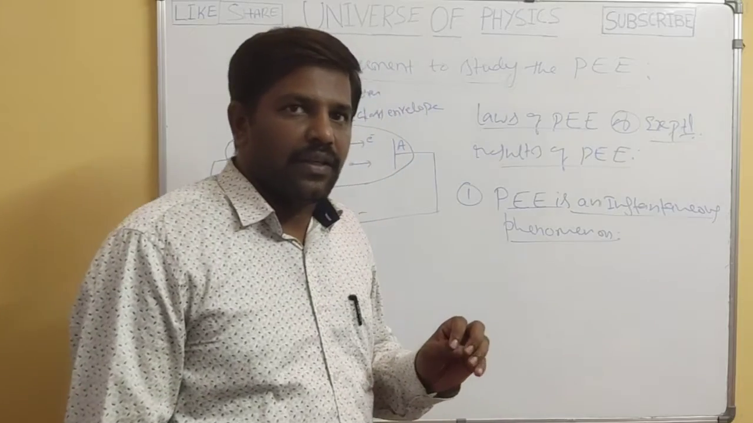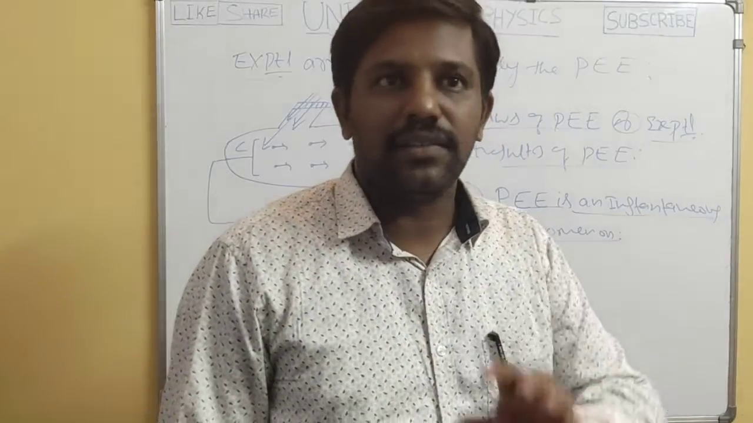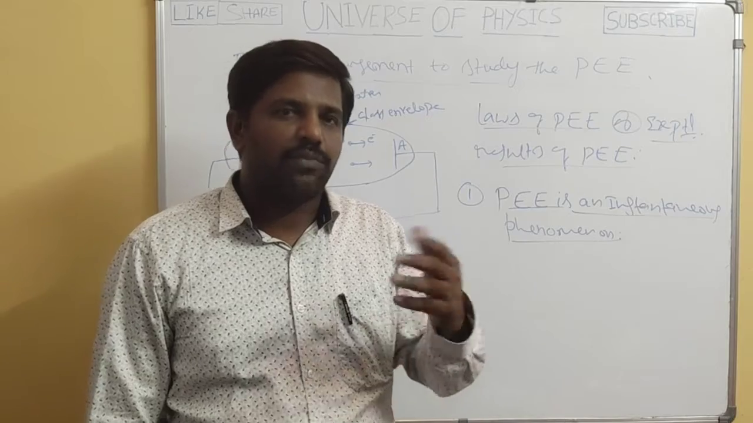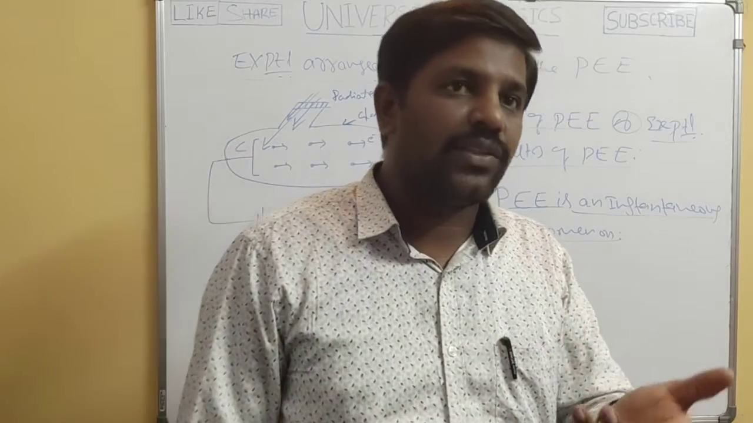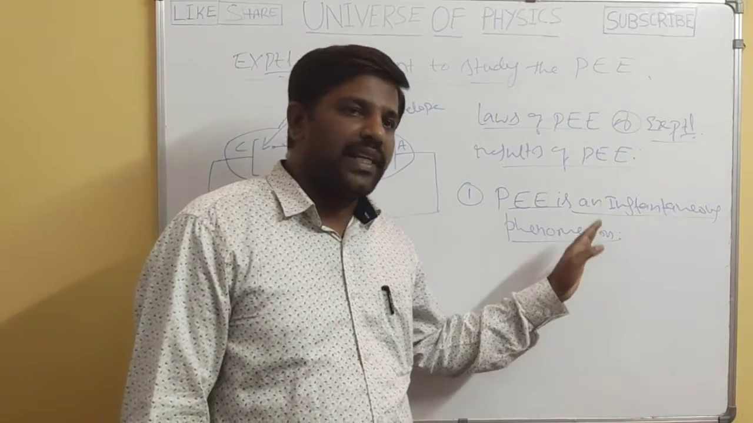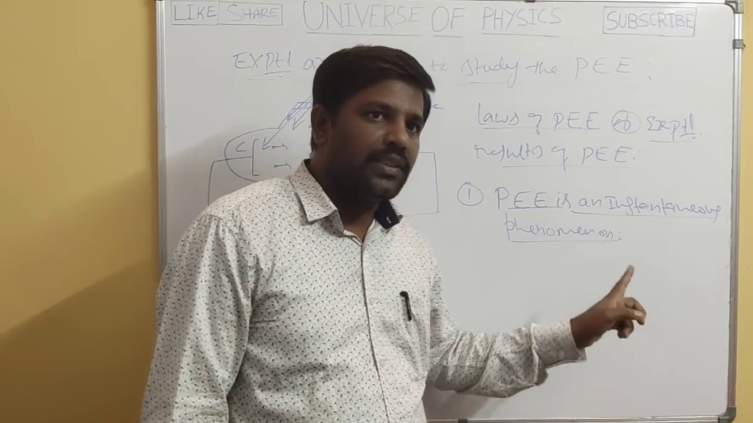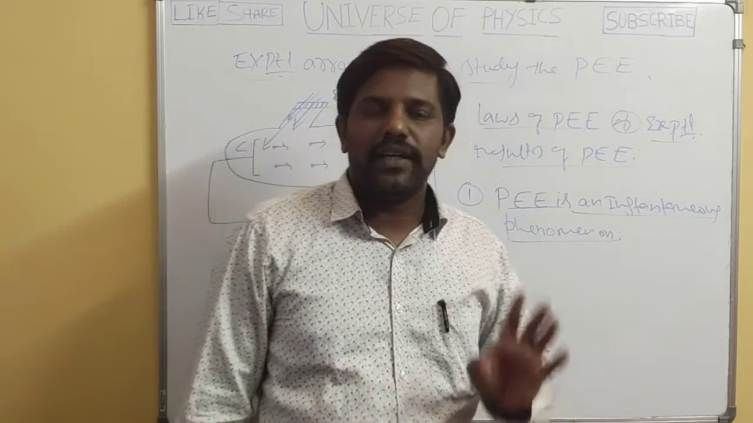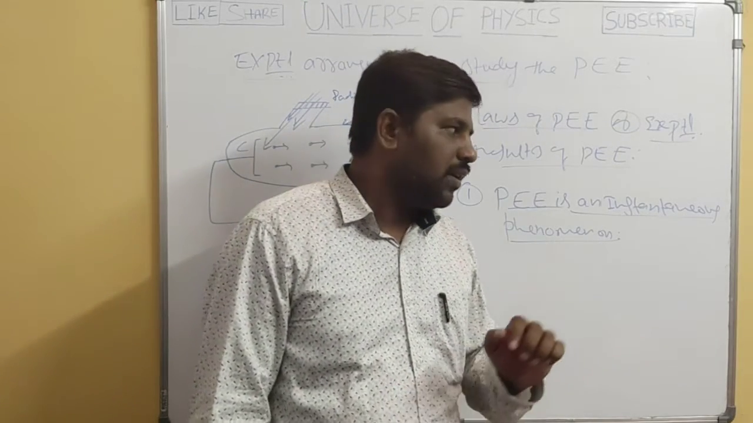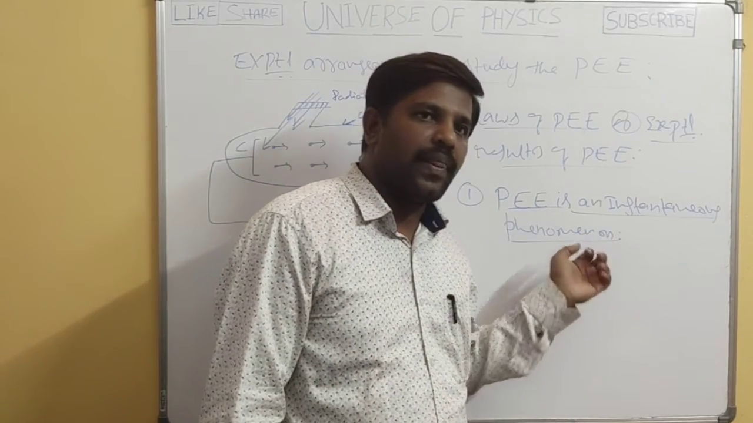It means if radiation is incident today, electrons are not liberated tomorrow or the day after. Within a fraction of a second, the electrons are emitted in nearly 10 power minus 9 second, in terms of nanosecond or less than that. That is why it is known as an instantaneous phenomenon. There is no time delay between the incident radiation and the electrons ejected from the metal surface.